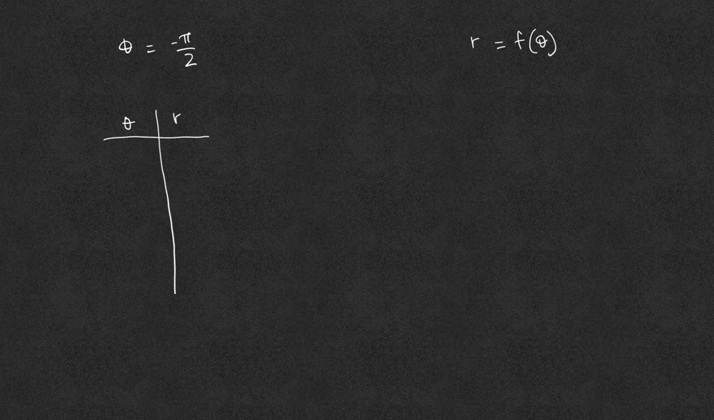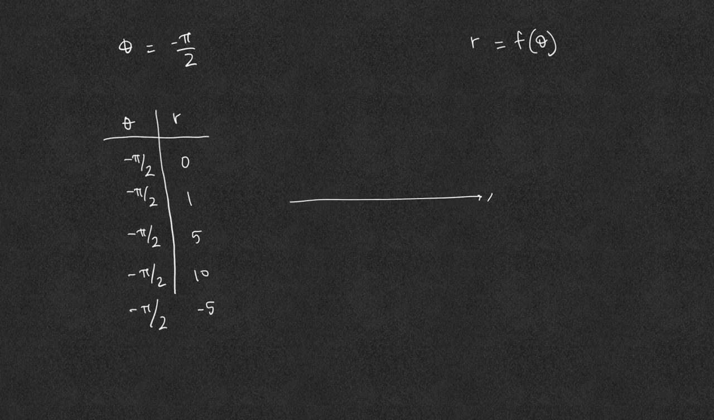That means when r equals 0, theta is negative pi over 2. When r equals 1, theta is negative pi over 2. When r equals 5, theta is negative pi over 2. The only thing theta can be is negative pi over 2. Regardless of what r is, theta is always negative pi over 2.